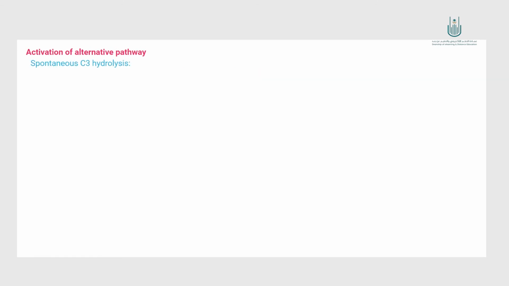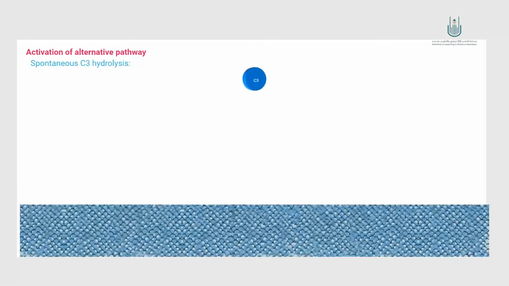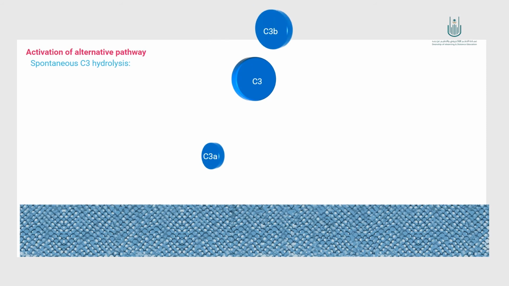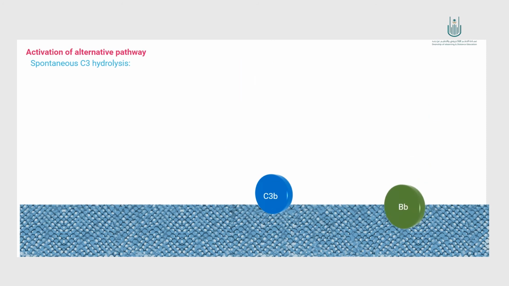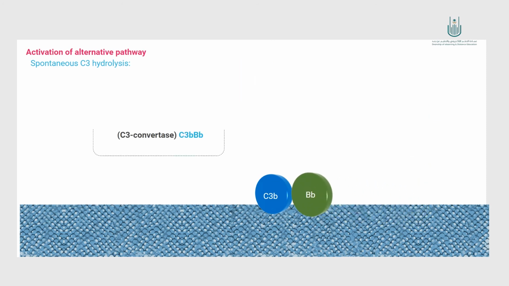Spontaneous C3 hydrolysis. Spontaneously hydrolyzed C3, on contact with microorganisms, is cleaved to C3a and C3b. Then factor D cleaves factor B into Ba and Bb. Bb will bind to C3b to form C3 convertase. The C3bBb is stabilized by properdin. C3b binds to the initial C3bBb to form the C5 convertase of the alternative pathway, C3bBb-C3b.